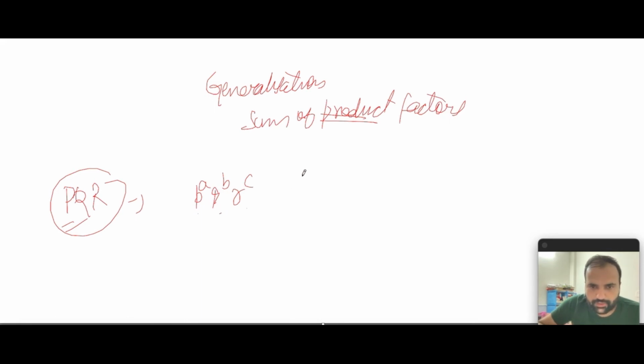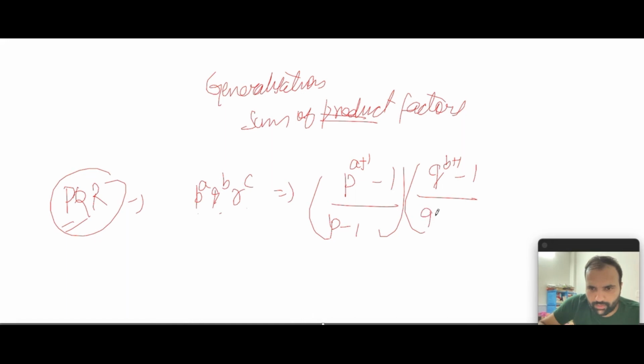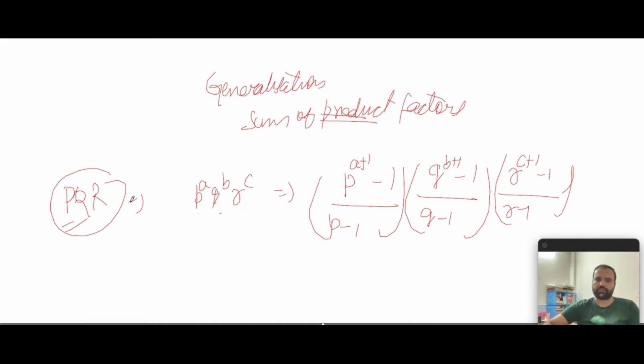We need to find the sum of all the factors. Okay, so can we do something like this? p to the a plus 1 minus 1 by p minus 1, multiplying q to the b plus 1 minus 1 by q minus 1, and r to the c plus 1 minus 1 by r minus 1. Can we do something like this? Isn't it? That's what we have been doing.